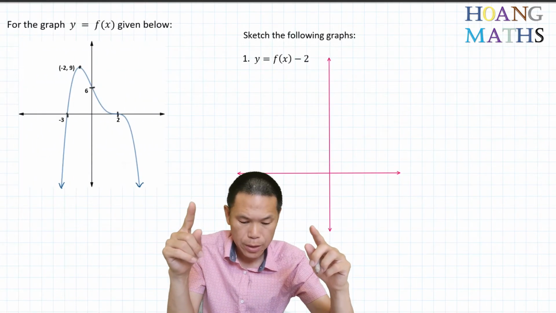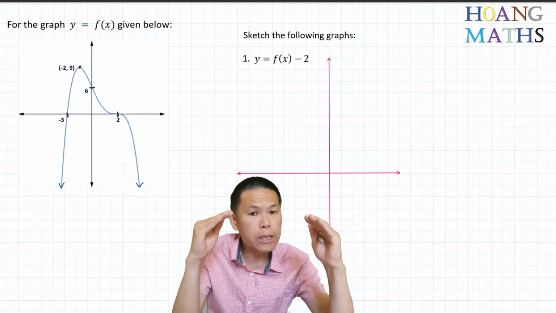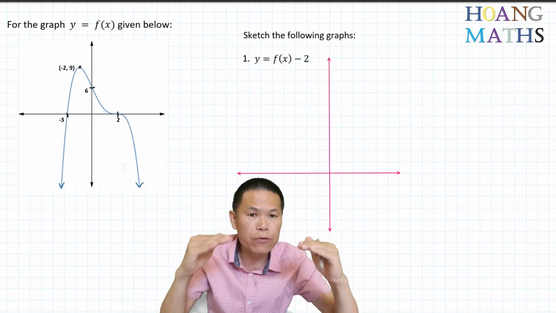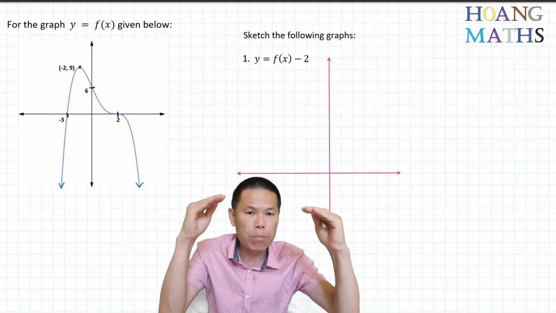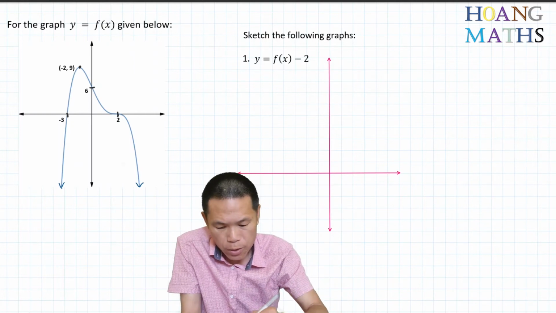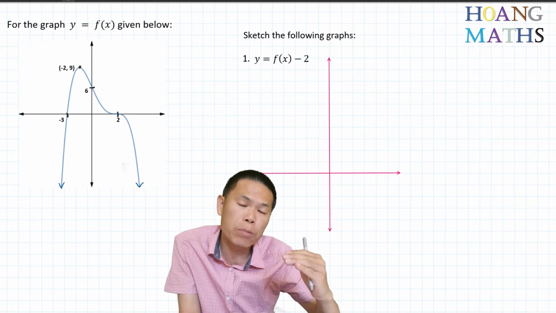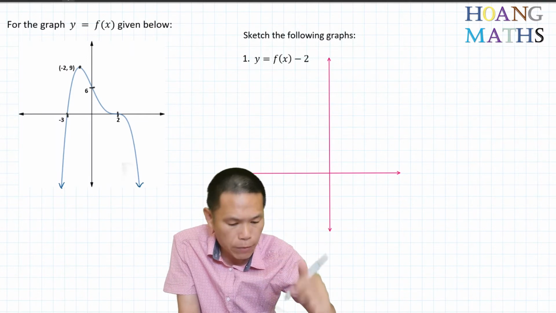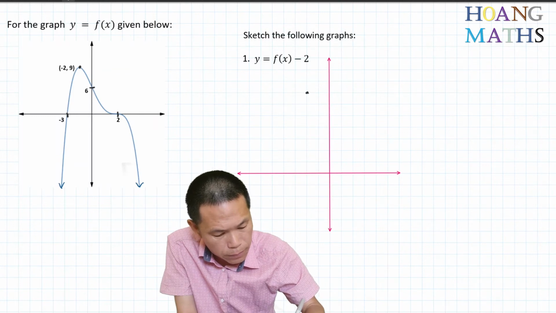First one. So f of x minus 2. What it does, the original graph, it just moves down 2 units. That's all, okay? If it's plus 2, you move up 2. Plus 3, you move up 3 units, okay? So minus 2: 9 is the turning point, so move down 2 units becomes negative 2, 7. So negative 2, 7 here.